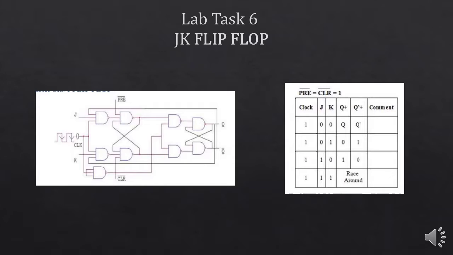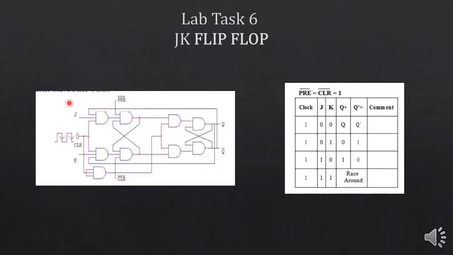In lab task number 6, we are going to study the master-slave JK flip-flop. In JK flip-flop, when the input state was 1 1, the output was the complement of the previous state. The issue arises when the input state remains the same at 1 1, then the output keeps toggling between the previous state and the complement. So in order to resolve the issue, we are going to use the master-slave JK flip-flop.